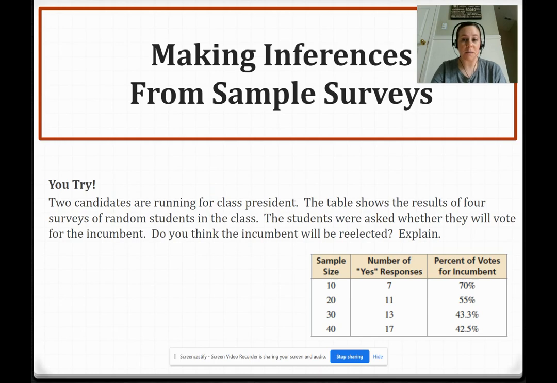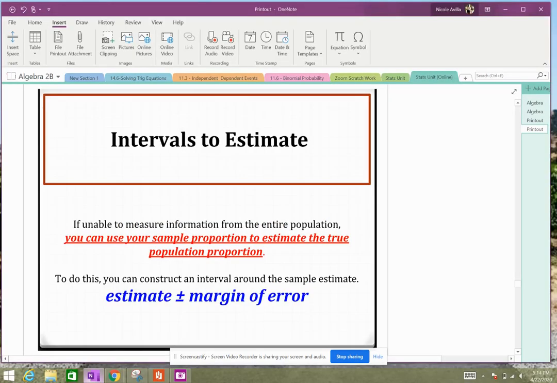Go ahead and try this next problem. Again, feel free to check the key to verify your result. Next, we want to talk about intervals to estimate. Now that we've established that the statistic we collect from a sample will likely not be a perfect match to the population parameter, we can start constructing intervals.